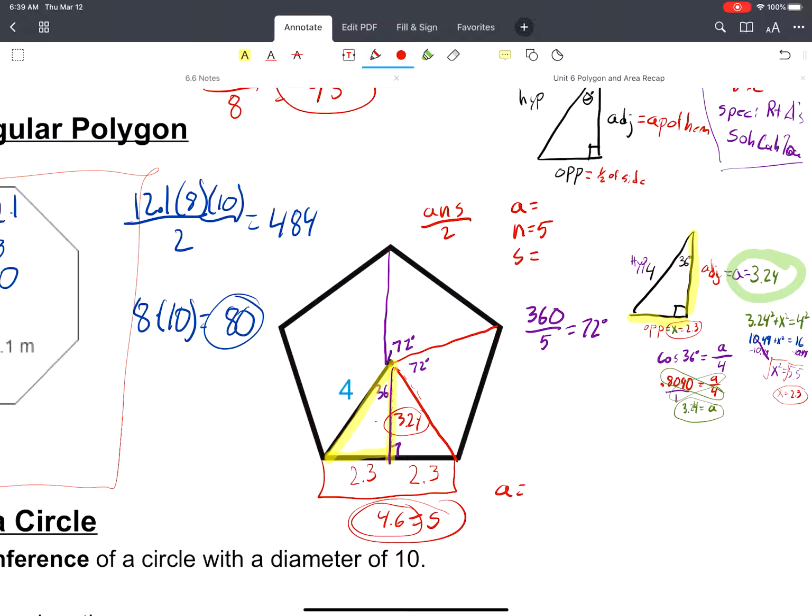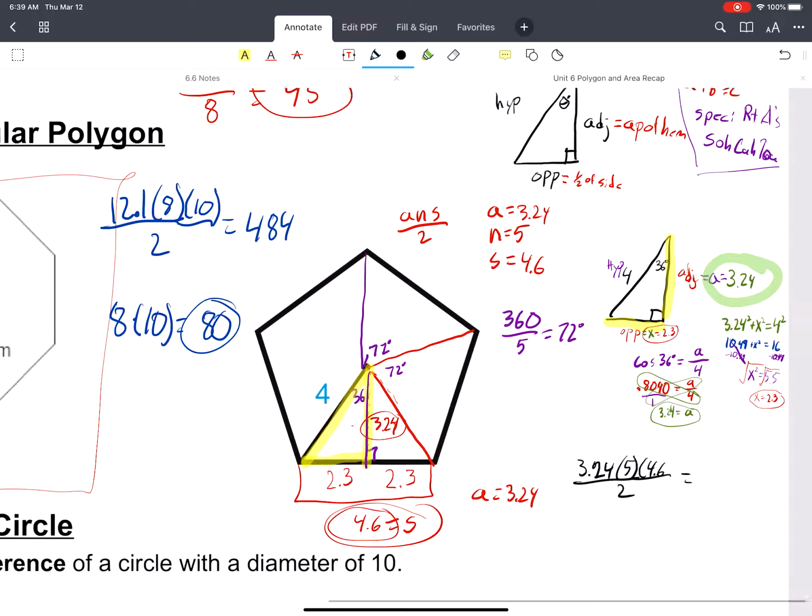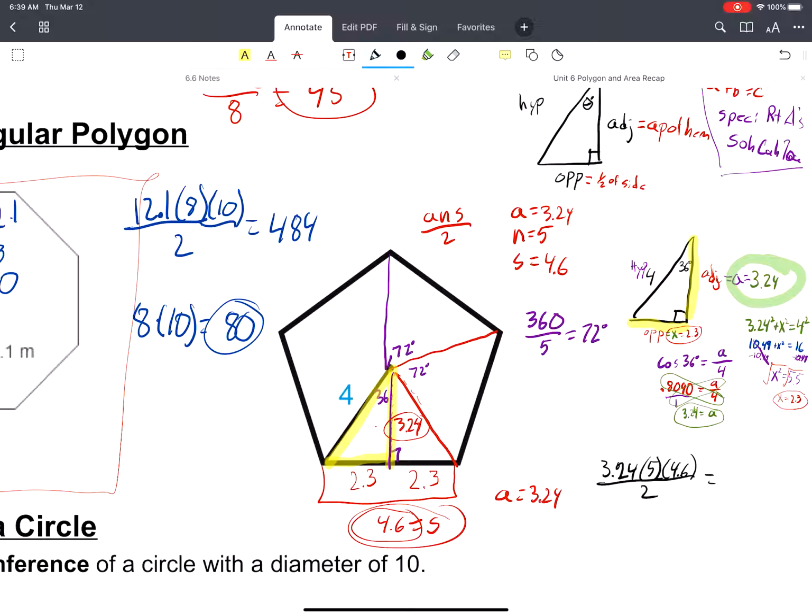and we have our number of sides now. So we are able to plug these all into our formula. So our apothem times our number of sides, which is 5, we just counted, and our side length, which is 4.6, divided by 2. Multiply those all together, divide it by 2, and we should get about 37.26.